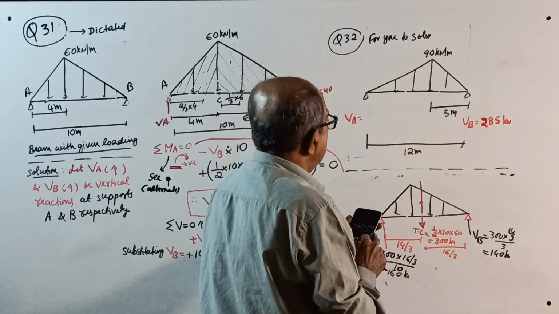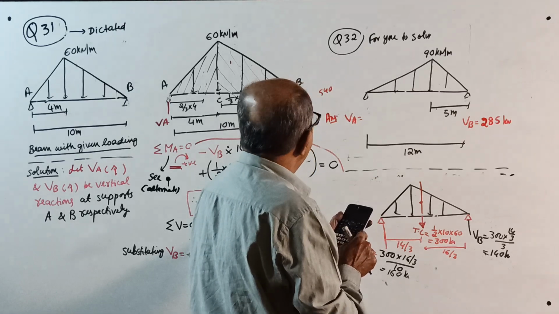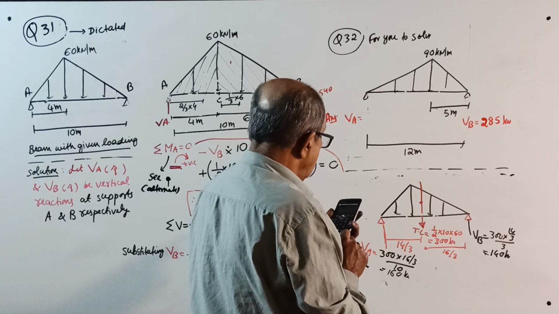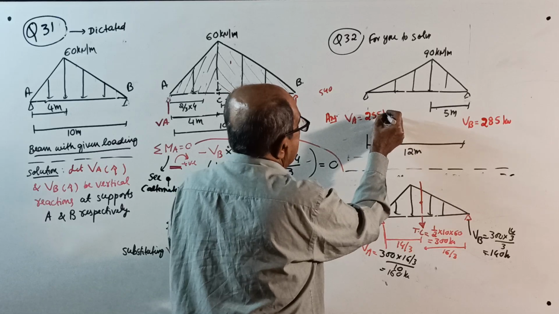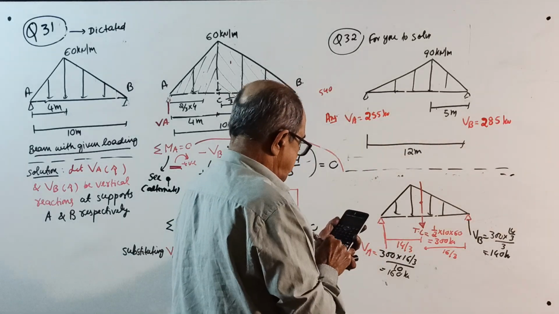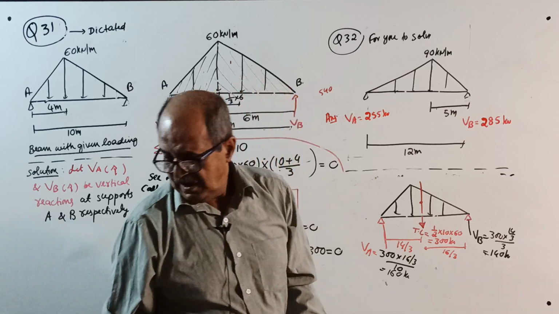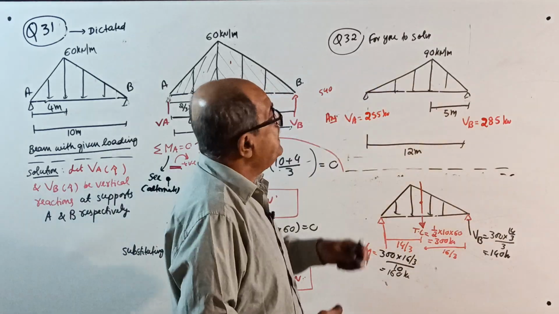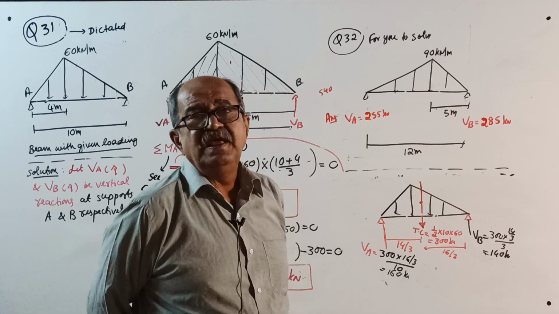This reaction is 12 plus 5 divided by 3 into total load 540 divided by 12, 255 kilonewton. 255 plus 285 is 540, correct. Okay. That's all. Solve this question systematically. 32 over. Next class coming up is question 33.